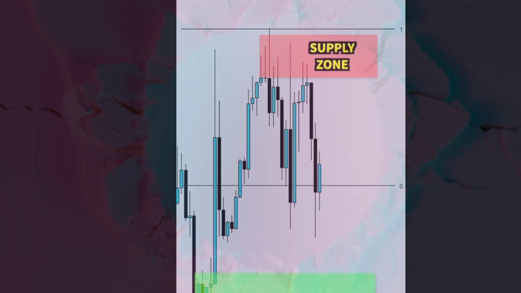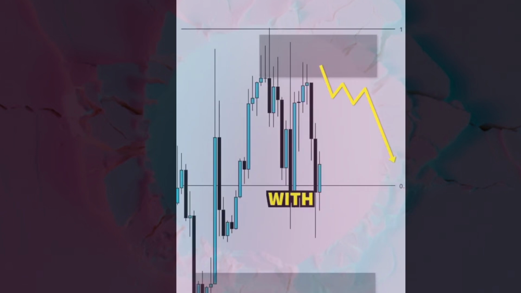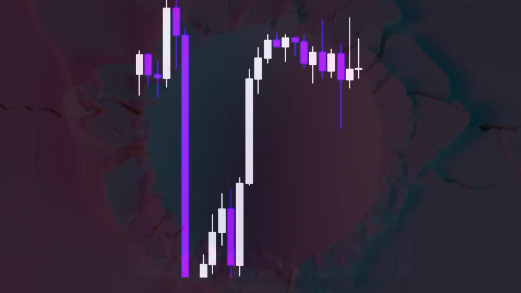What is discount zone? As you know, traders utilize discount zone to buy. So discount zone is used in bullish trend primarily.